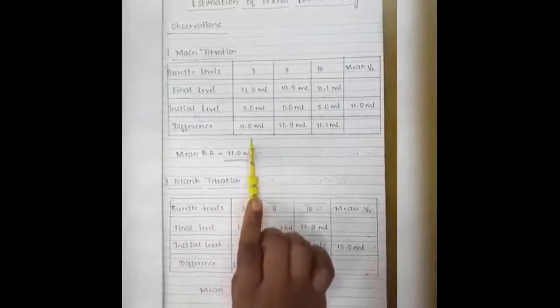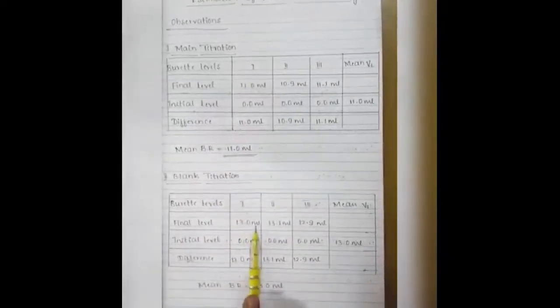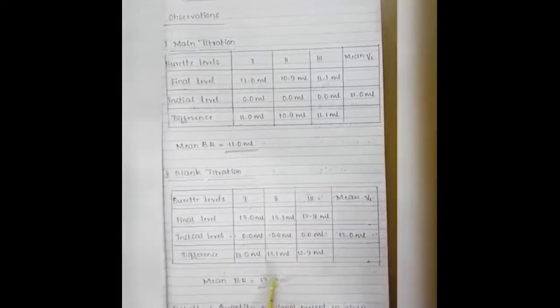We have also taken the blank titration reading. The first reading is 13 ml. Again we took 2 more concurrent readings, 13.1 ml and 12.9 ml. So the mean value of the blank titration is 13 ml. These mean titration readings are used in the calculation part.